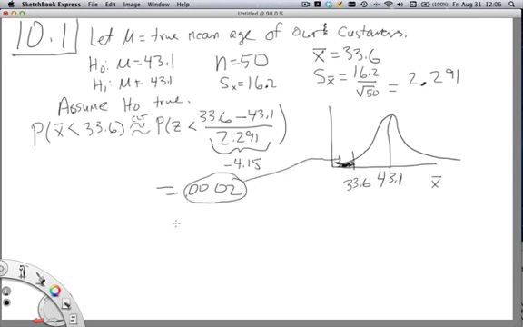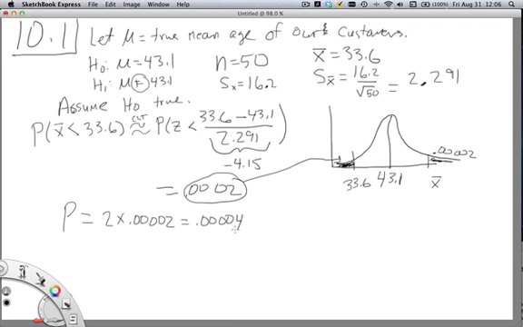That's not quite our p-value though. So remember, we've got a two-sided alternative. So the two-sided alternative is that we're going to consider that tail as well as a symmetrical one on the other side, 0.00002. So our p-value then is going to be 2 times 0.00002, which is about 0.00004.